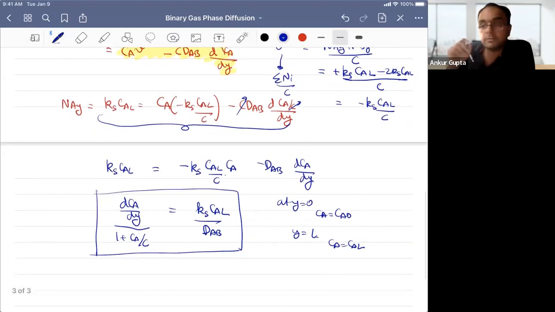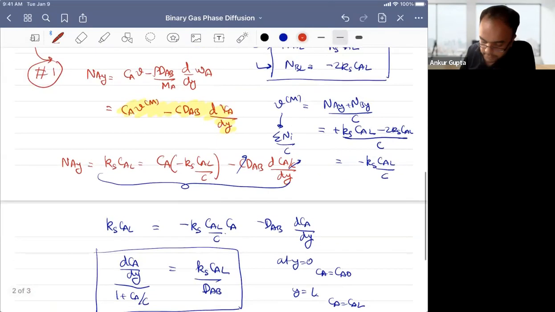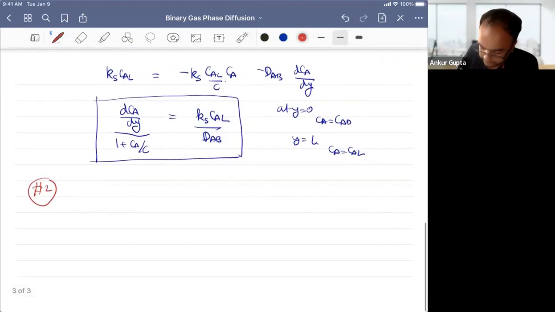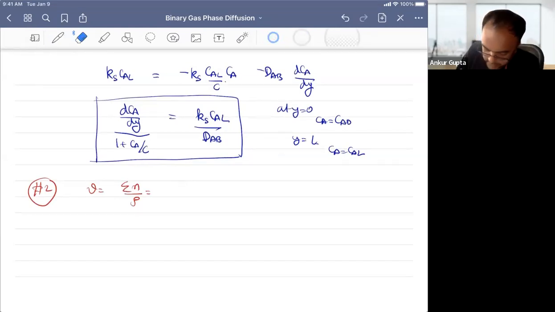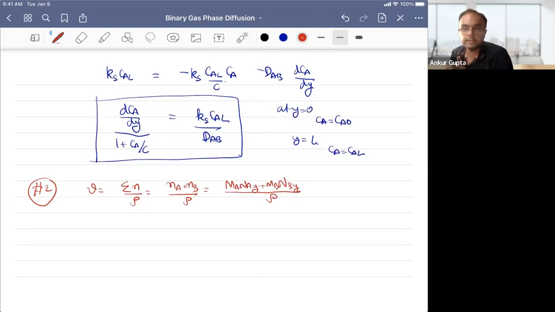Here the molar velocity was not equal to 0, we got some value. Now option number 2 is when we use this part here. Here also I do not know my velocity V, which is the summation of N by rho. So V equals (NAY plus NBY) by rho, mass flux by rho, which is equal to (M_A NAY plus M_B NBY) by rho. This is just stating the definition of V.